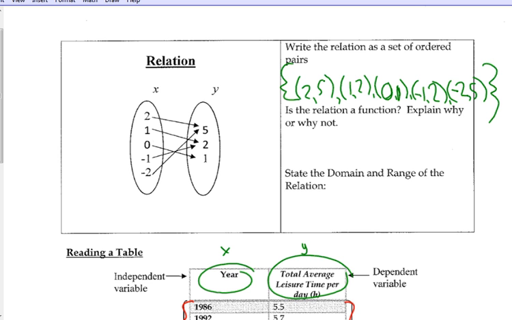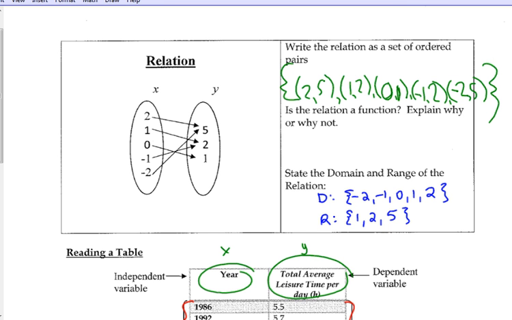So here are our ordered pairs. Very good. 2 and 5, 1 and 2, 0 and 1, negative 1 and 2, negative 2 and 5. The domain and range. What would be the domain and range? First, the domain is 2, 1, 0, negative 1, negative 2. Usually we write it in numerical order. You don't have to, so if you didn't, it's okay, but it's always best if it is numerical order. So the range: 1, 2, 5, or 5, 2, 1 would be fine.